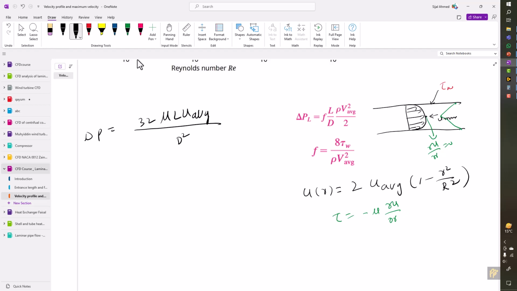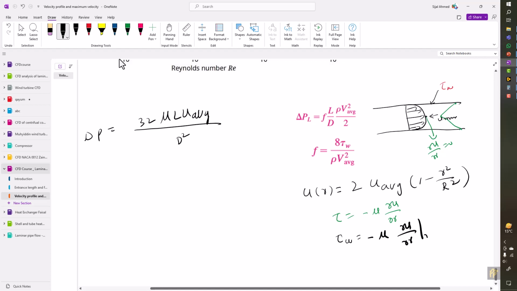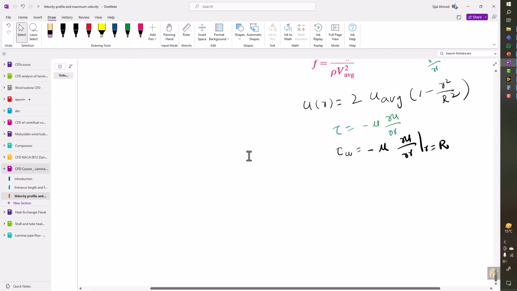And when we write down the wall shear stress, that is tau wall, this becomes slightly different. This will be minus mu partial u by partial r, but when r is equal to capital R. And this is happening here. So in the center, r is equal to 0, and here r is equal to capital R. So we have to find the velocity gradient and then put r is equal to R and multiply with minus mu, using the velocity profile. We will get the wall shear stress.